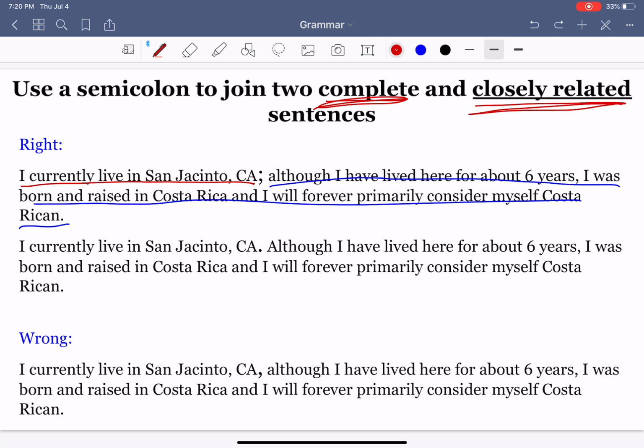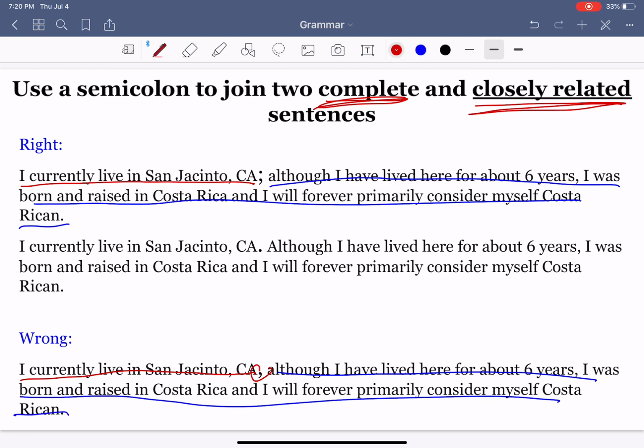I currently live in San Jacinto, California, although I have lived here for about 6 years. I was born and raised in Costa Rica, and I will forever primarily consider myself Costa Rican. That is wrong because we have 2 complete thoughts right here. The red is one complete thought and the blue is one complete thought.